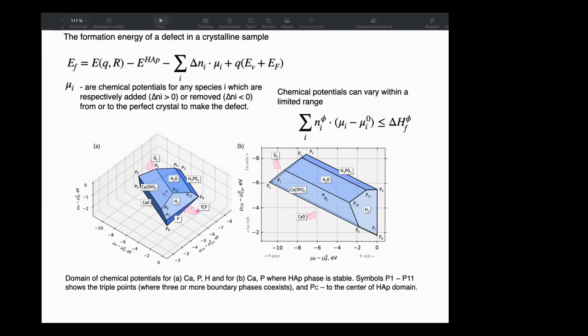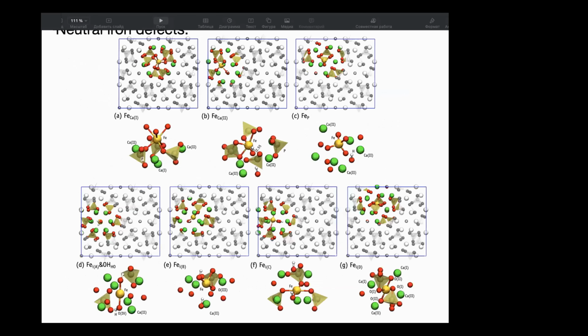So we came to this diagram, where we should focus on the following extreme cases: calcium rich and phosphorus rich, then calcium poor and phosphorus poor. It's about synthesis.